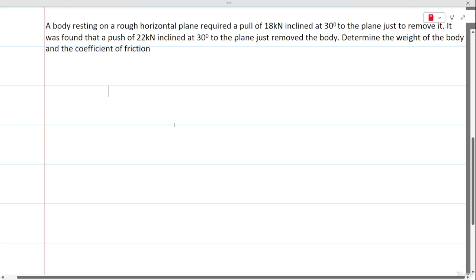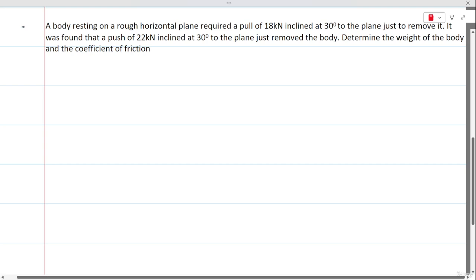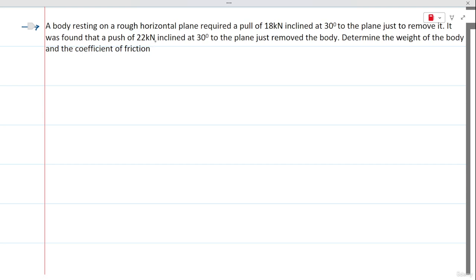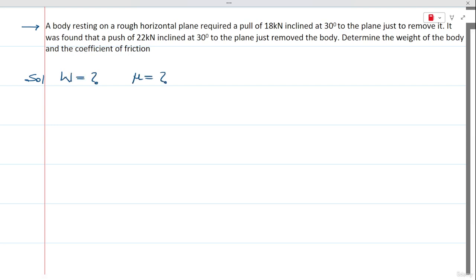In the given question, it is mentioned about a body resting on a rough horizontal plane, and it requires a pull of 18 kilonewton inclined at 30 degrees to the plane just to move it. It is found that a push of 22 kilonewton inclined at 30 degrees to the plane just moves the body. So we are required to determine the weight of the body and the coefficient of friction.